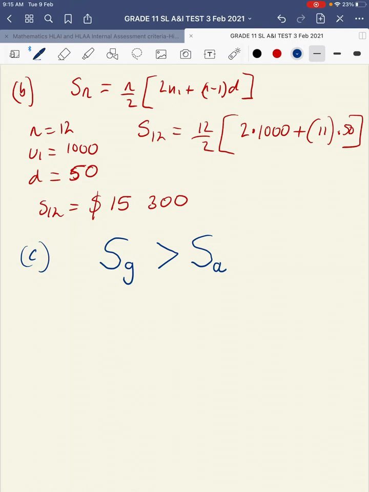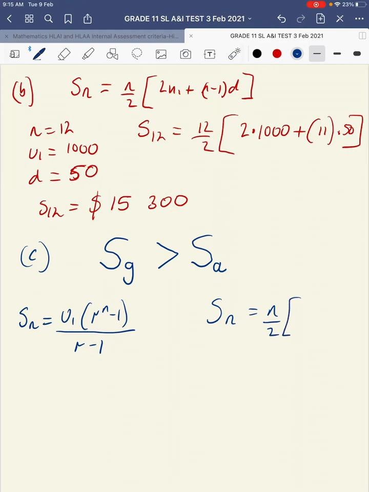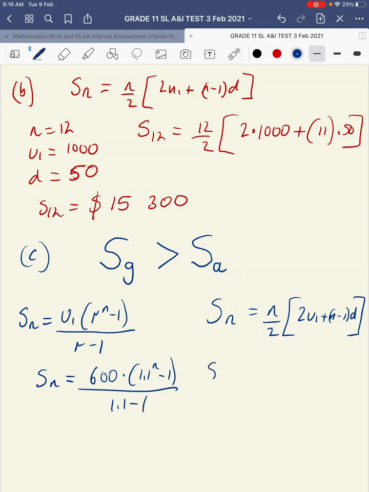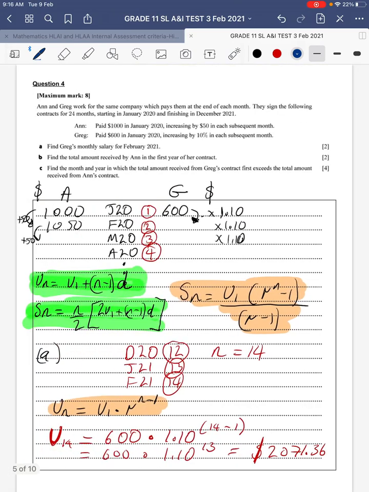Now let's think about the summation formula for Greg. Well, the summation formula for Greg is based on this one, because it's geometric, and the summation formula for Anne is based on this one, so let's go ahead and just fill in the gaps here. So the Greg summation is this. Remember, u of 1 for Greg was the 600 times by 1.1 to the n minus 1 over 1.1 minus 1. And for Anne, S of n equals n over 2, 2 times u1, I'm going to put that as 2,000, plus n minus 1 times by d. And the d was, I think, 50. You just go check all that.